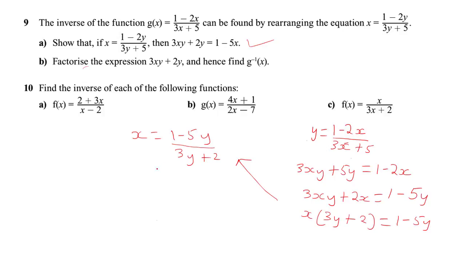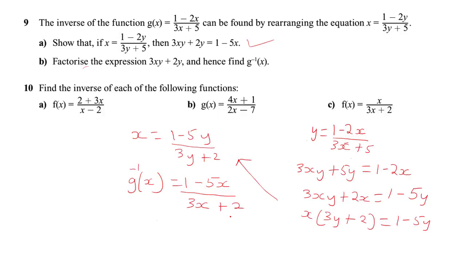So what we now need to do is basically call it g minus 1 of x. That's what x becomes. And we agreed earlier that anywhere where y is now becomes x. I've got 3x there plus 2.